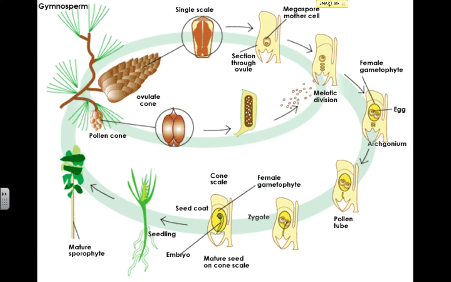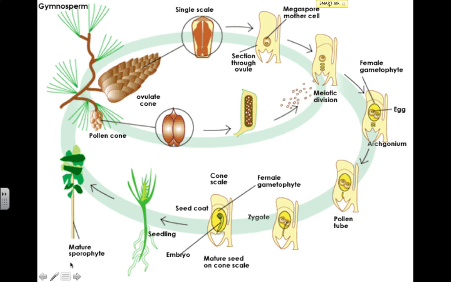And then we get into gymnosperms. In gymnosperms, the plant itself, once again, is the sporophyte part, and then the actual cones in a gymnosperm are the gametophyte, or the reproductive structures.